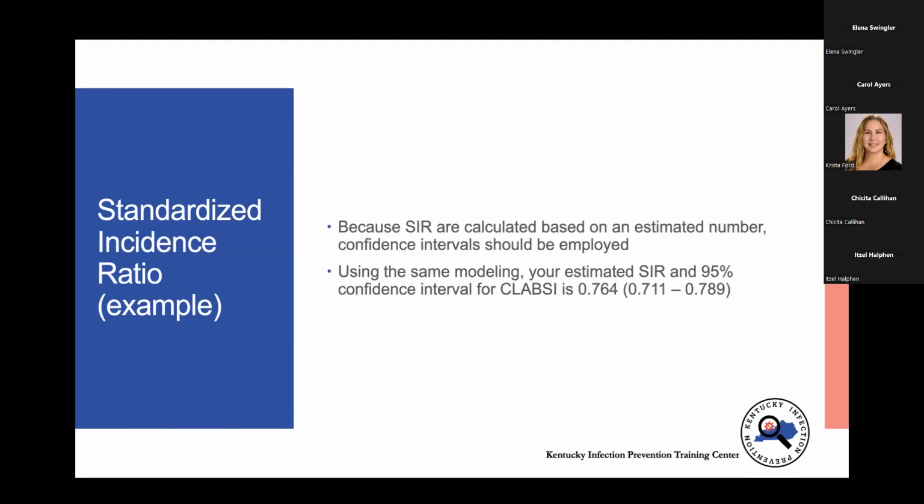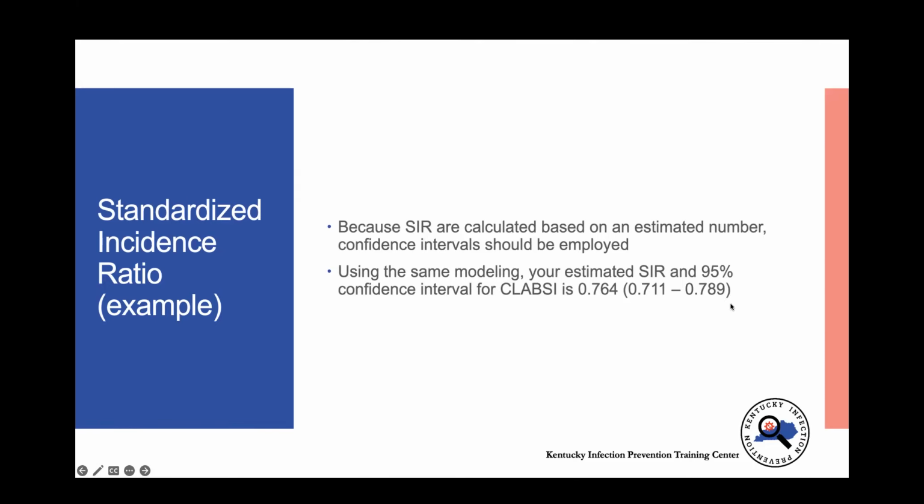Well, the first thing to consider is that because SIRs are based on an estimated number, we should use confidence intervals because there's a degree of uncertainty around the SIR. So again, this is a made-up confidence interval, but let's say that the confidence interval calculated was 0.764, and it goes from 0.711 to 0.789. So when we interpret that confidence interval and our base SIR, how do we know if that's good or bad?